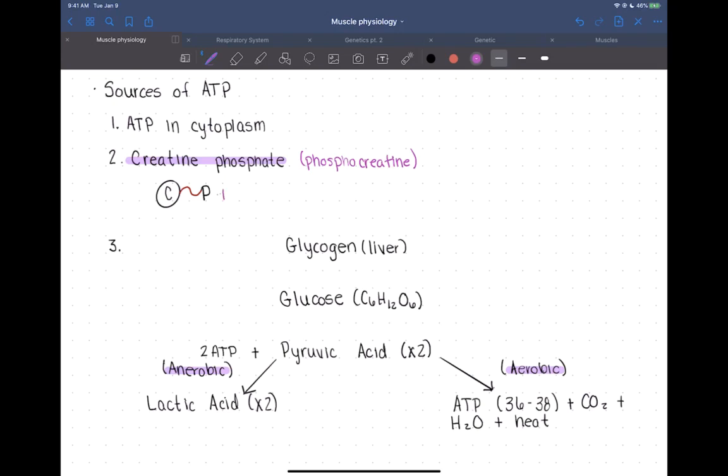All right, so we're going to add an adenosine diphosphate. We're going to take this phosphate and add it on, and that is going to make ATP for us. Then you just have free creatine floating around without its phosphate.